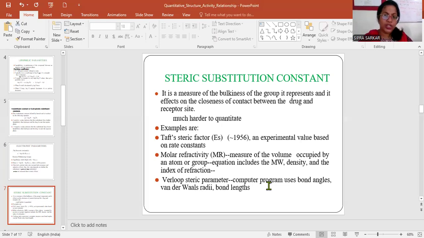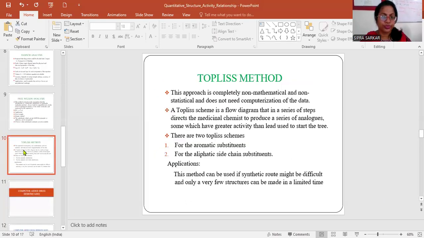That is the molar refractivity. Molar refractivity measures the volume occupied by an atom or a group. The equation includes molecular weight, density and the index of refraction. That means the drug will be optically active or not. When looking at the optical activity, the drug will be biologically active. Now there is another parameter, that is the Verloop steric parameter, that is also a computer program based on the angles, gradients, and bond lengths of the drug. That can also be defined by this parameter. Now there are some other methods, such as the topliss method, that is not frequently used.